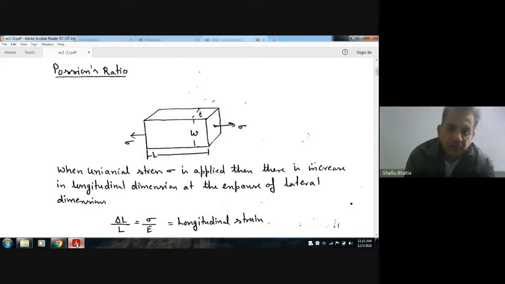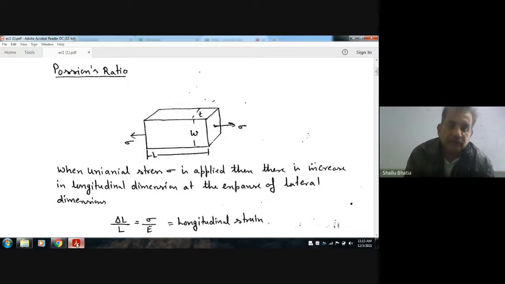Then there will be a change in length due to direct stress. This change in length is given by del L by L is equal to sigma by E. This is called longitudinal strain, and del L will be L sigma by E. If the stress is tensile, then there will be an increase in length. If the stress is compressive, then there will be a decrease in length. In our case, the stress is tensile, so there will be an increase in length.